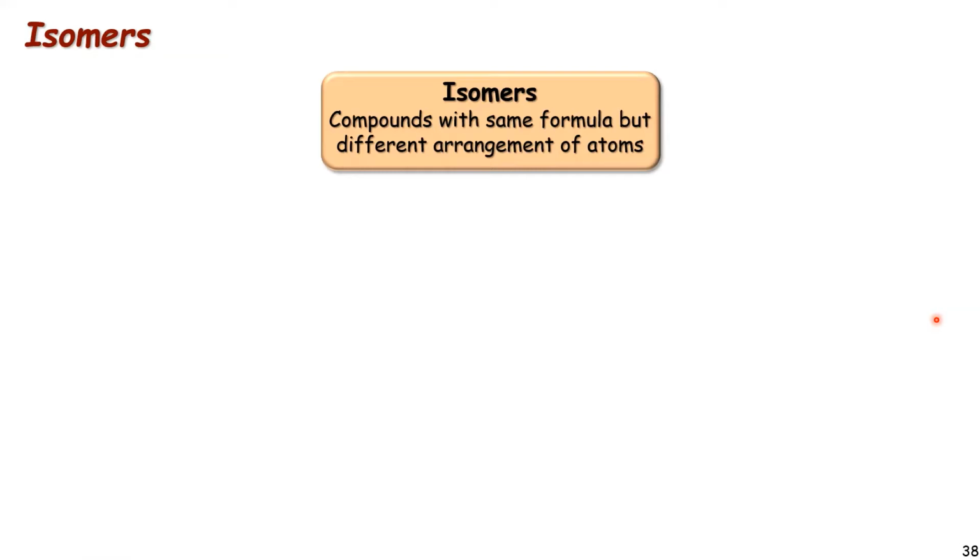So today we're going to talk about isomers. Isomers are basically compounds that have the same chemical formula. In other words, they have the same number of atoms of each element, but they're two different molecules. Now, this can occur in two different ways.